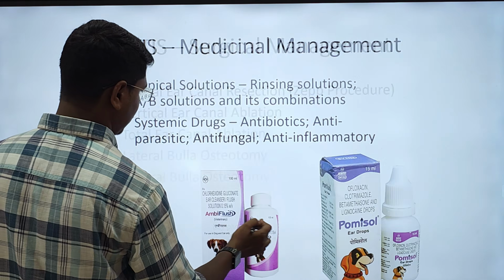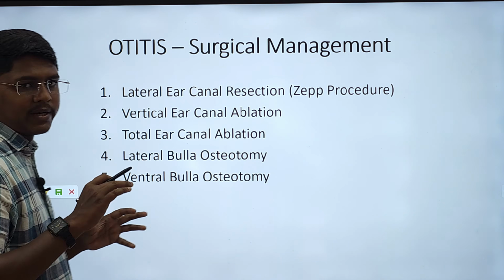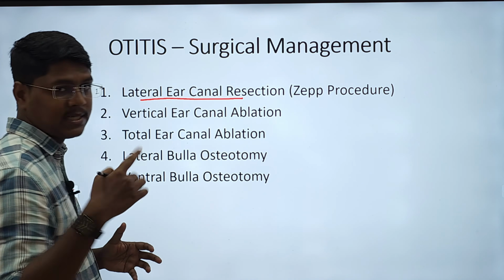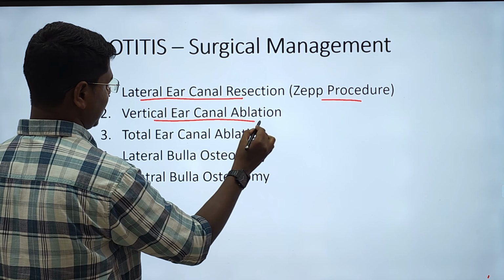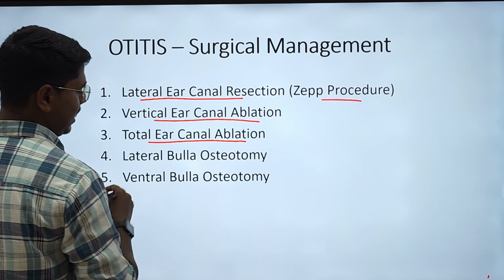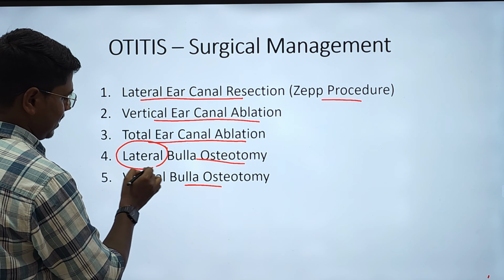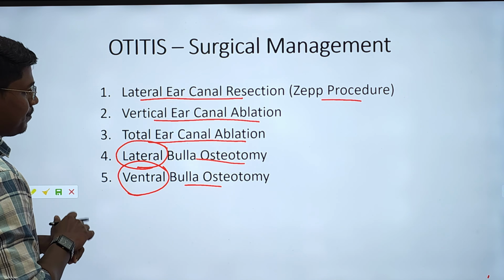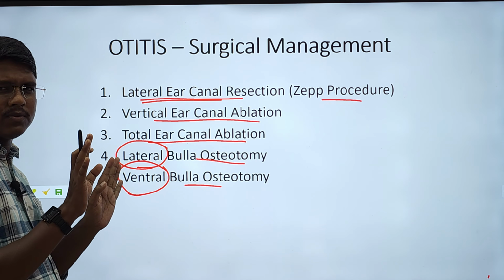Now coming to our surgical treatment. Surgical treatment has five different procedures for otitis. One is lateral ear canal resection, which is known as Jeff's procedure or Jeff's surgery. Vertical ear canal ablation, total ear canal ablation. Then bulla osteotomy, which, based on where you put your incision, can be lateral bulla osteotomy or ventral bulla osteotomy.